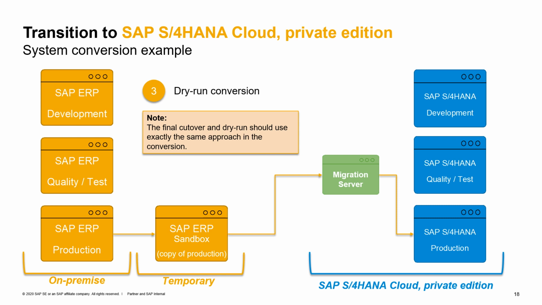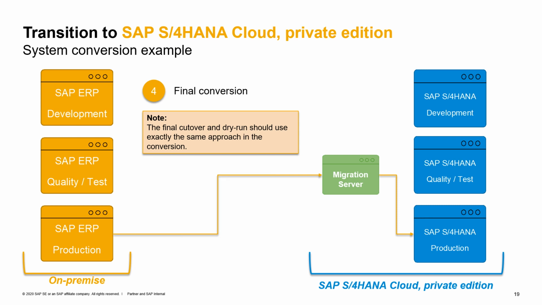We are now at the third step of our conversion example sequence, and here we are doing the third iteration of our sandbox conversion, again starting from a copy of the production environment into the sandbox. From there, we are converting this system through the migration server, targeting now the production environment in the private edition. The production environment will not become productive at the end of this run, but we will use this specific step in order to dry run the final cutover. For this reason, we strongly recommend you to use exactly the same approach and procedure that will be used during the final cutover.